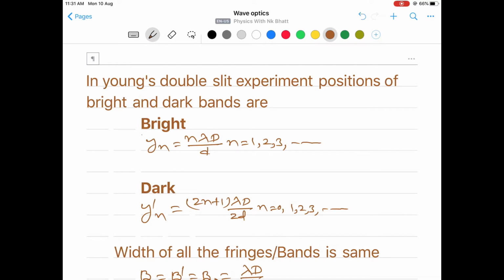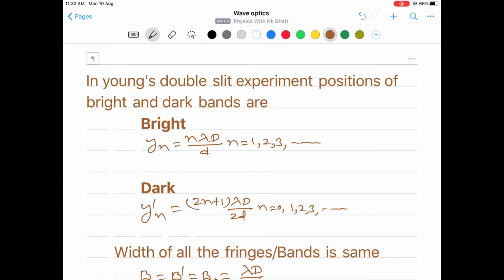The positions of dark bands in general are given by y dash n is equal to (2n plus 1) lambda D upon 2d. If you place n is equal to 0, you will get the position of first darkness, that is lambda D upon 2d. If you place n is equal to 1, you will get the position of second darkness, that is 3 lambda D upon 2d. If you place n is equal to 3, you will get position of next dark fringe accordingly.